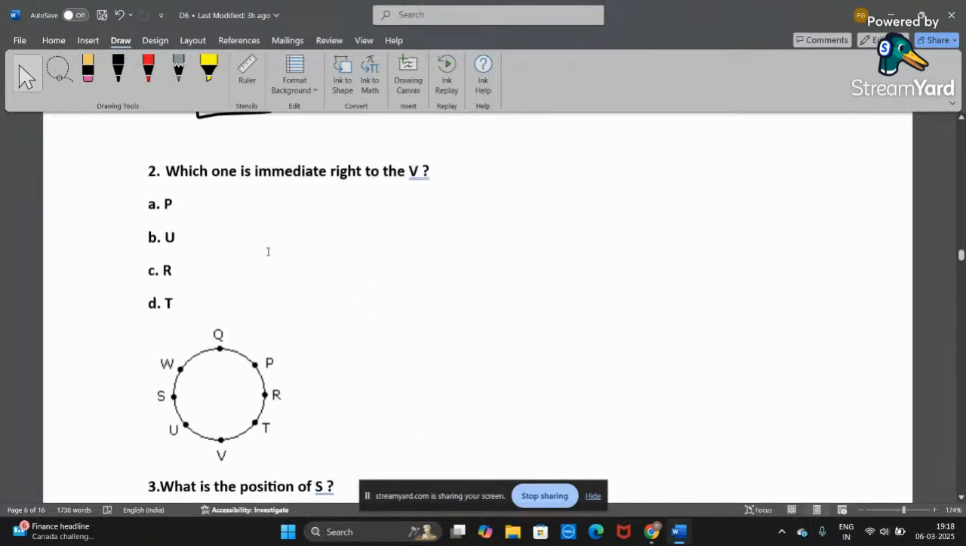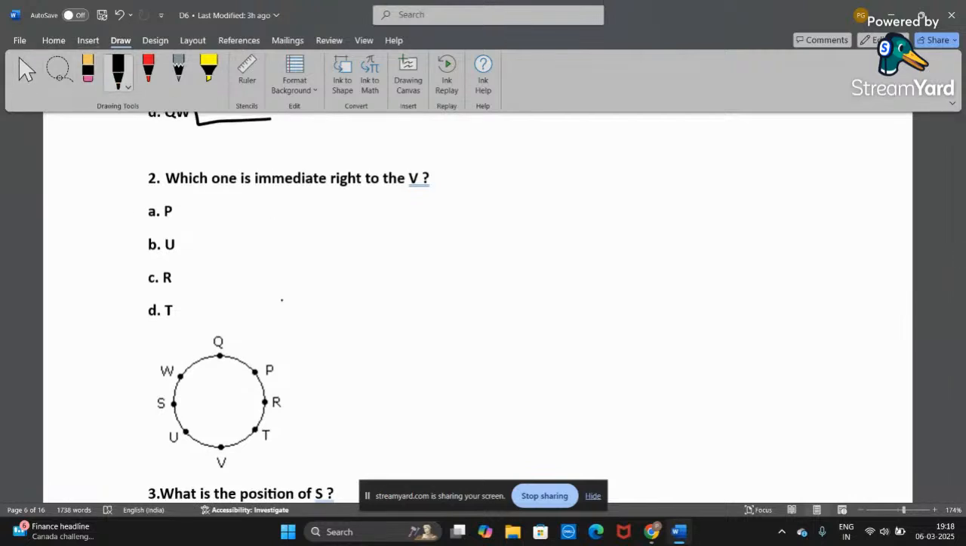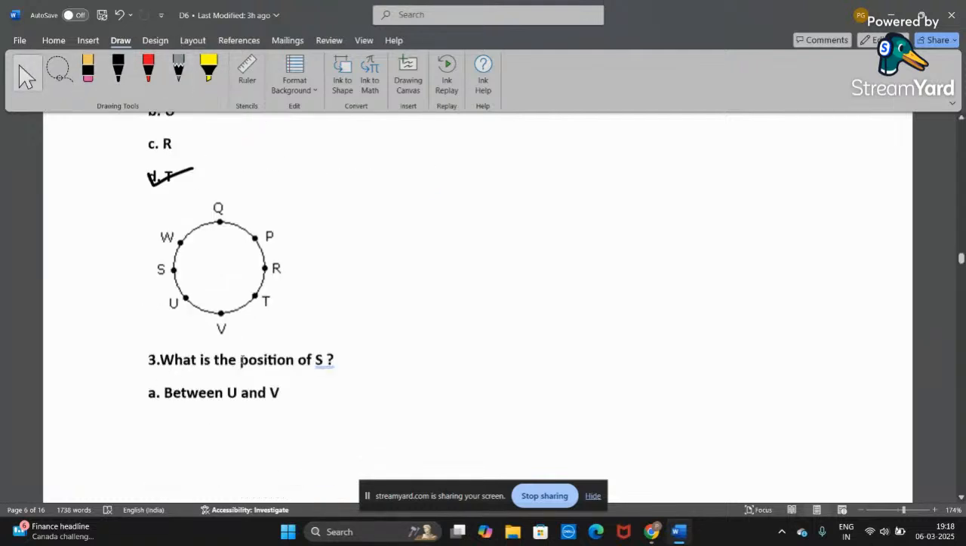Now find the answer for the second one. Which one is immediate right to V? Right. Which is immediate right to V? It is T. They are facing towards center. So V's right side is T. It is immediate right. So T is the correct answer. Right.